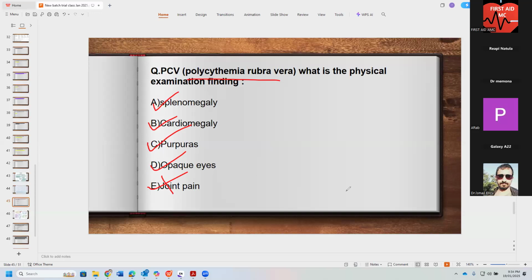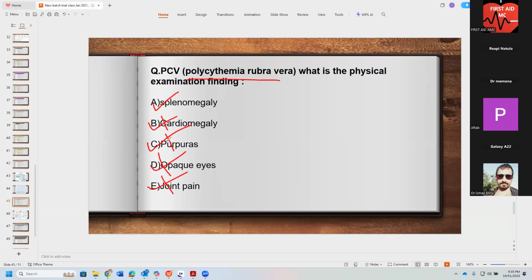Next thing is polycythemia doesn't cause opaque eyes. It's not one of the symptoms of it. It can cause a rash, but does it cause purpura or does it cause bruises and petechiae? Can anyone tell me? What does it cause? Bruises or petechiae or purpuras? Very good, Dr. Maria. It causes petechiae and bruises.